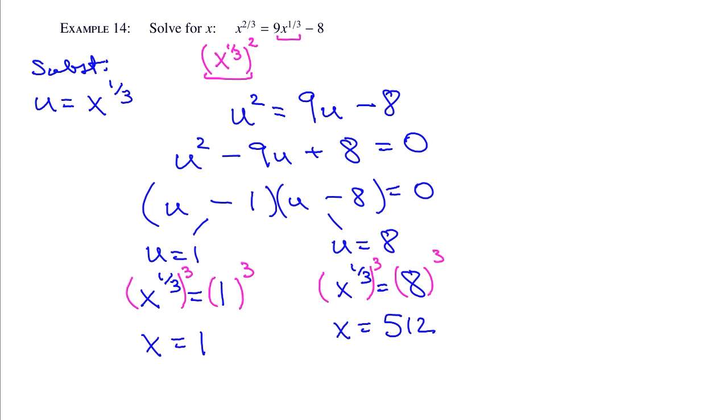Now notice that when we actually went to solve x to a fractional power, that fraction was 1/3. It wasn't 2/3 like it was in the original equation. Because it was 1/3 and the 1 is odd, we don't have to worry about plus or minus. It's just positive 1 and just positive 512. So the solution set is 1 and 512.